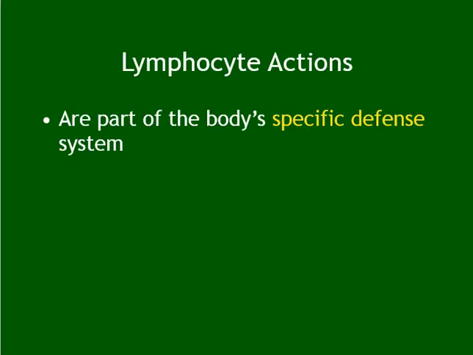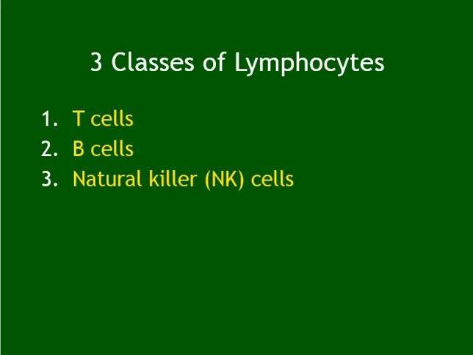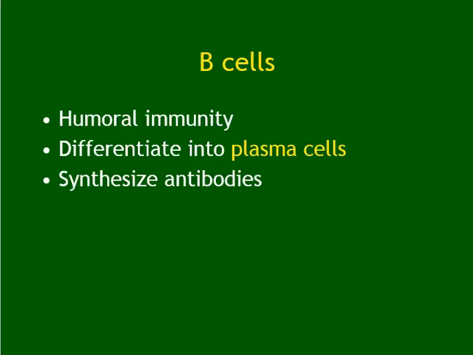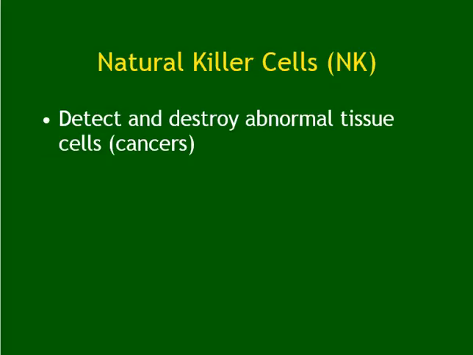Lymphocytes, generally speaking, specific defense. We have 3 types: T, B, and natural killer. What's the importance of each one of those? T, cell-mediated. They will attack directly. B, humoral or antibody-mediated. They do not attack directly. They release antibodies, and they have to differentiate into plasma cells first. Natural killer will kill your own cells if they are cancerous or virally infected.